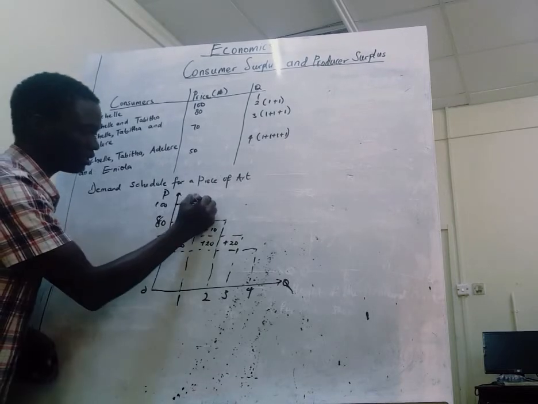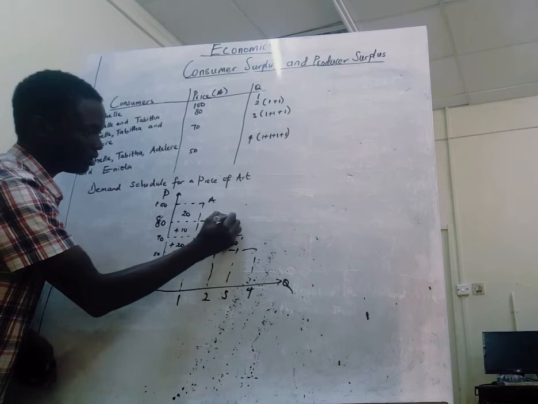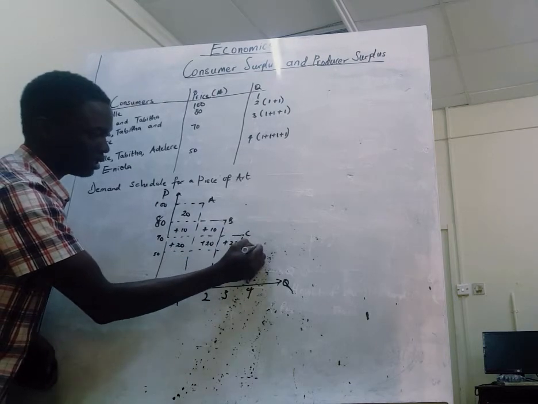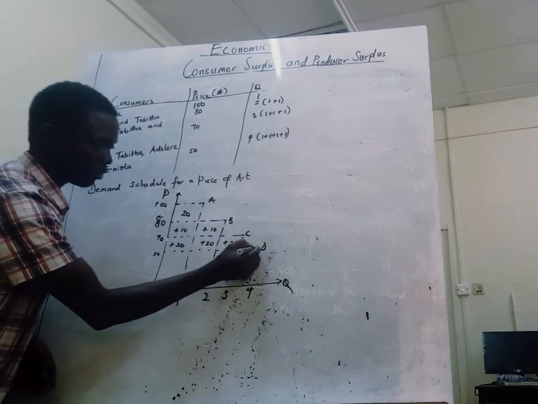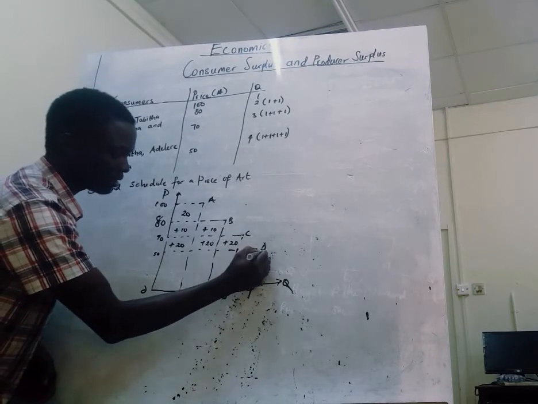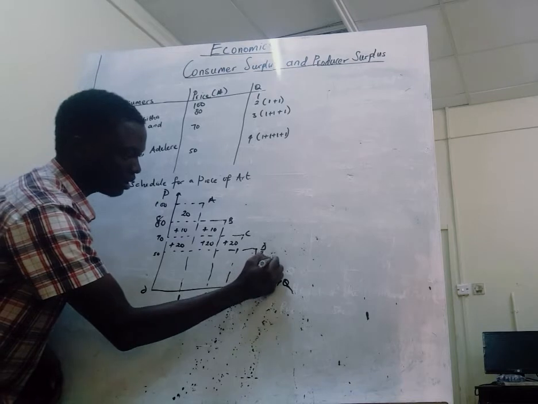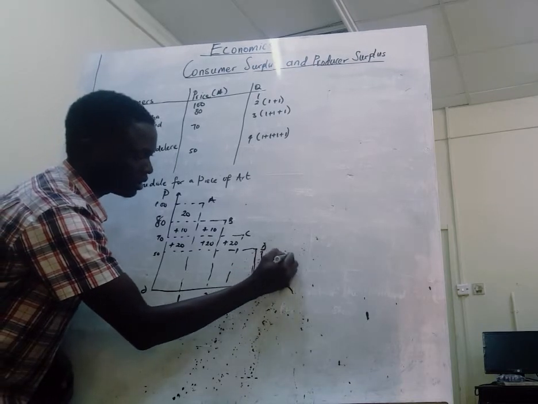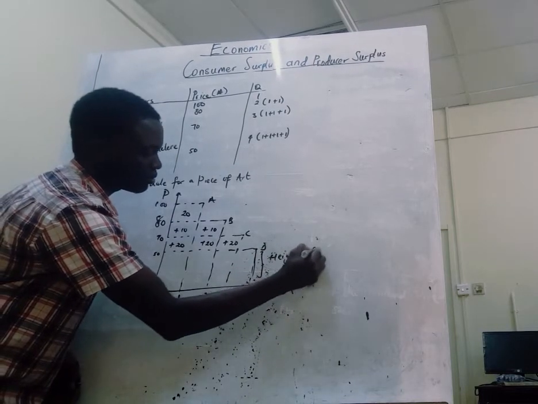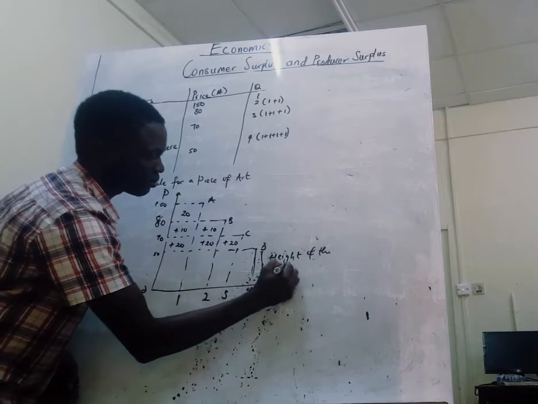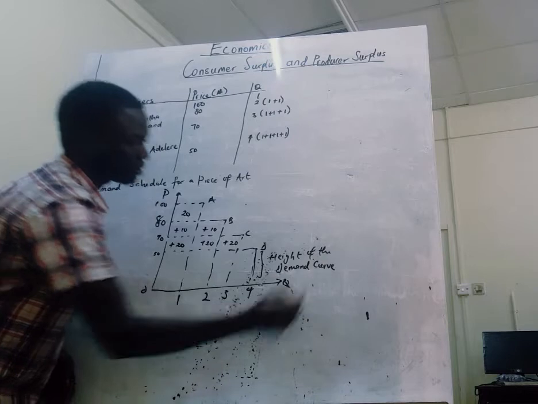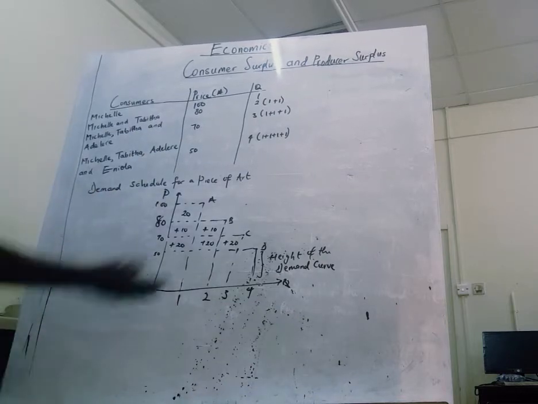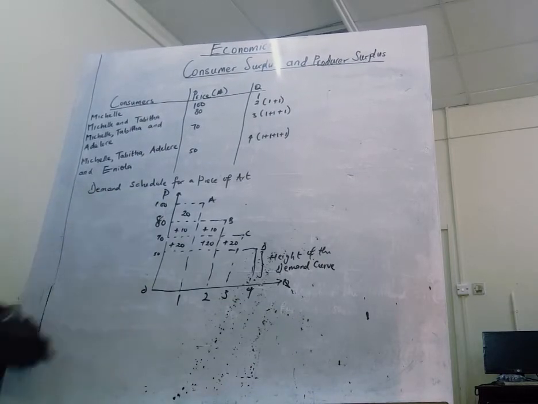So this is A, this is B, this is C, and this is D. From here to here is called the height of the demand curve, and it represents the value that consumers place on a commodity. So it represents the value that these people place on the commodity.